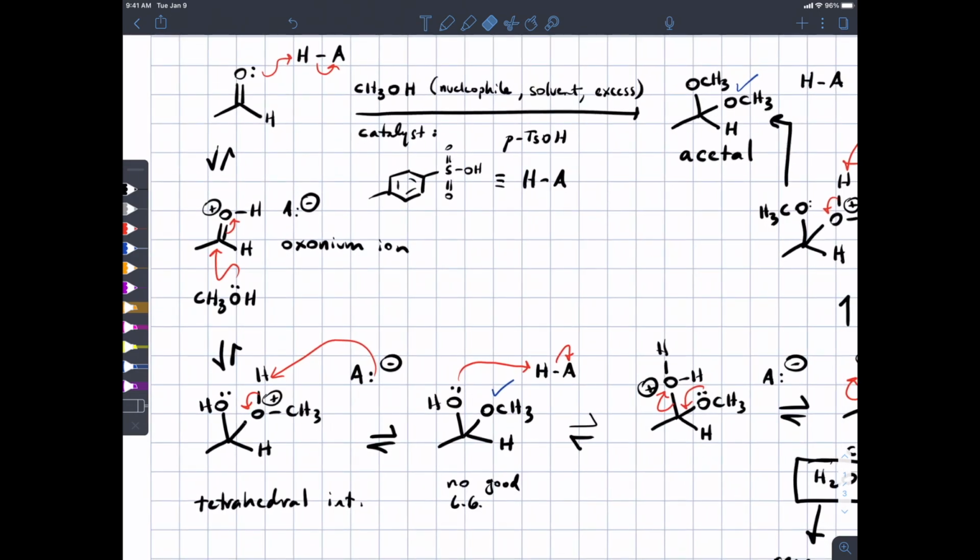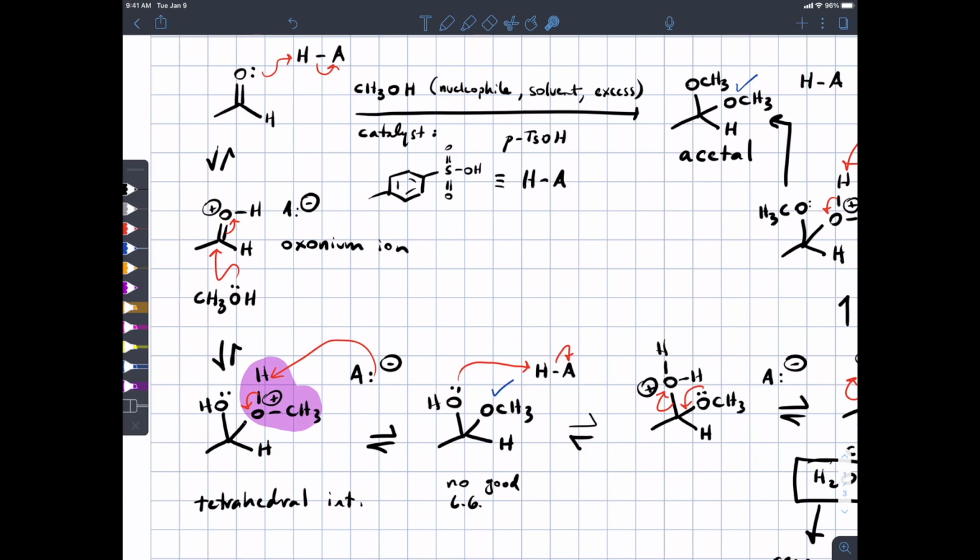So recall in acetal formation, the neutral alcohol is not a good enough nucleophile to attack the carbonyl carbon directly. So we first must protonate the carbonyl oxygen. That generates an oxonium ion that's more reactive. And now the neutral alcohol can attack. When you do that, you get a tetrahedral intermediate. And at this stage, we start asking who's the good leaving group. Right now, it's the methanol group that just barely attacked.